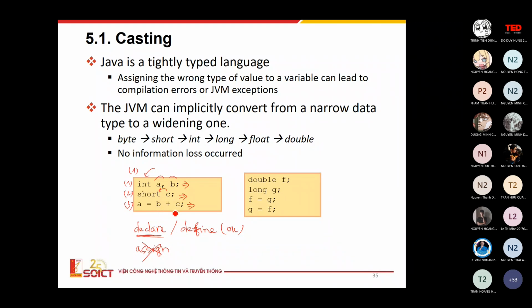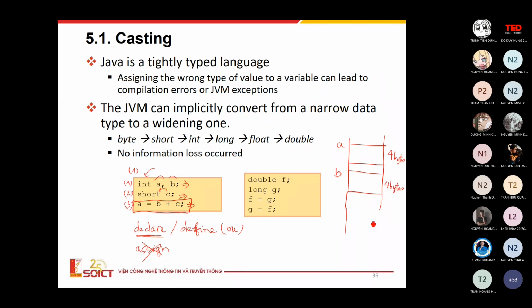So let's see what happened in the third command. For the first command, you declare A and B of the type int. That means in the memory, you will have two boxes. One for A and one for B. And the size for each box is 4 bytes. Okay, this is for the int.